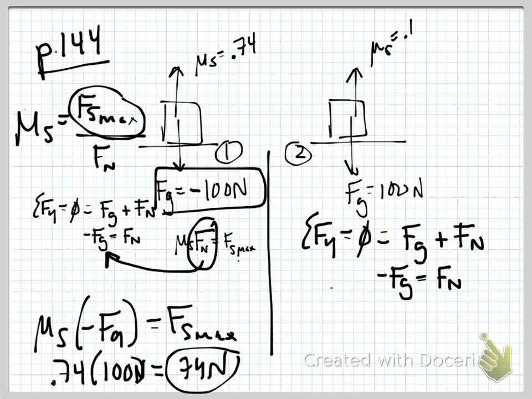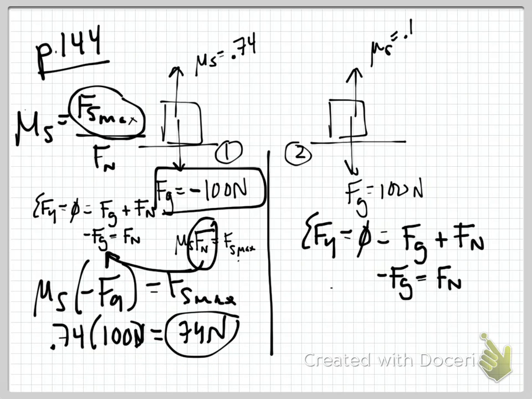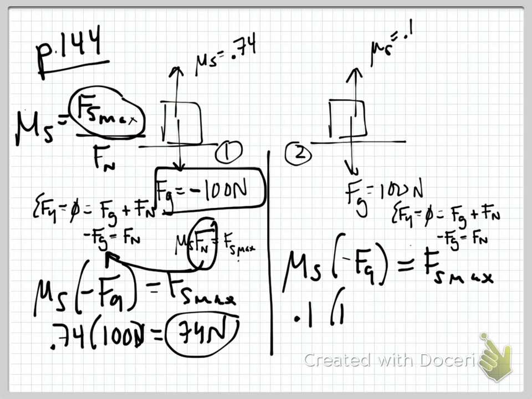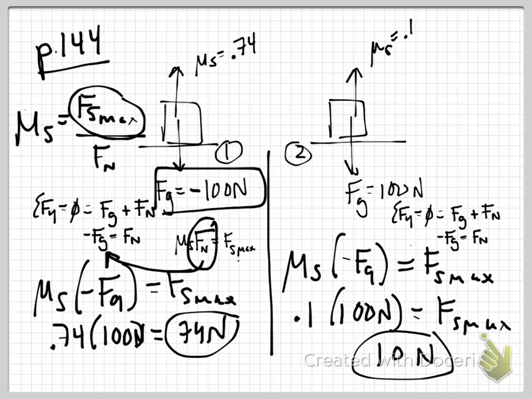Sorry about that. Okay. If we do the same thing over here, everything's about the same, just a much lower coefficient of friction. This is like ice on ice. So mu s times the negative of the force of gravity would equal our force of static friction max for this. How many newtons of force does this take to get moving? Hmm, 10 newtons. And you know this intuitively. Getting something moving on ice, easy. Getting something moving on sandpaper, hard.